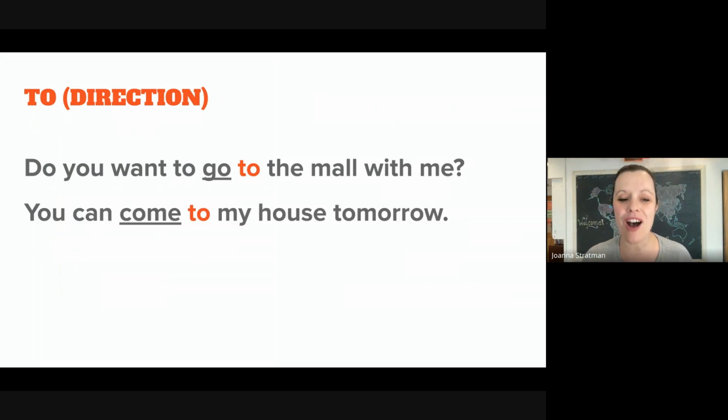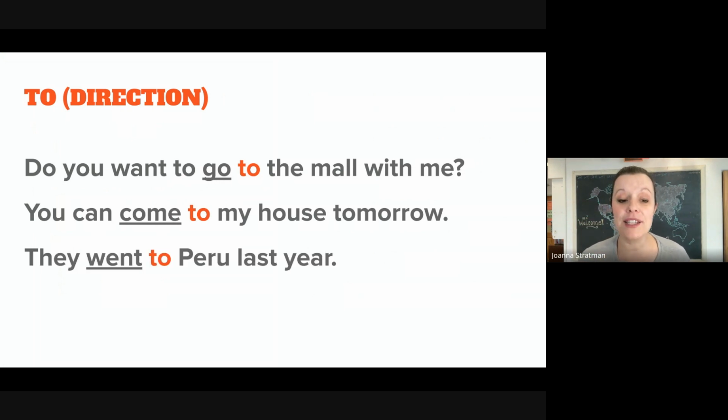Next, you can come to my house tomorrow. Come is similar to go. So again, we are using come with to show movement to my house. Next, they went to Peru last year. Now I am using the past form of go, which is went. With to, it's showing my destination of Peru.